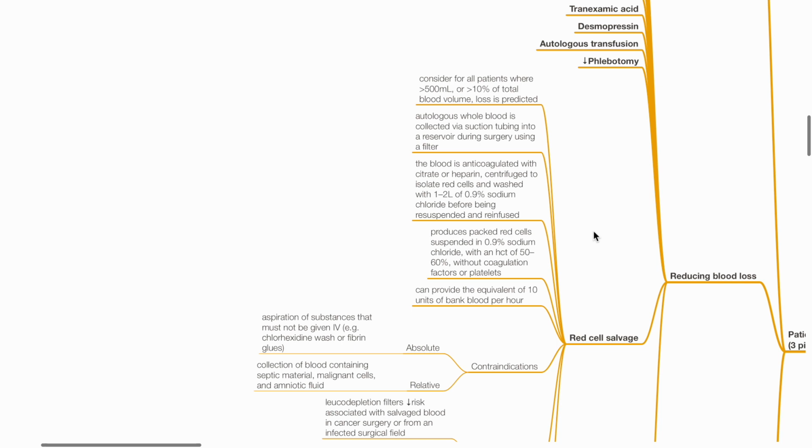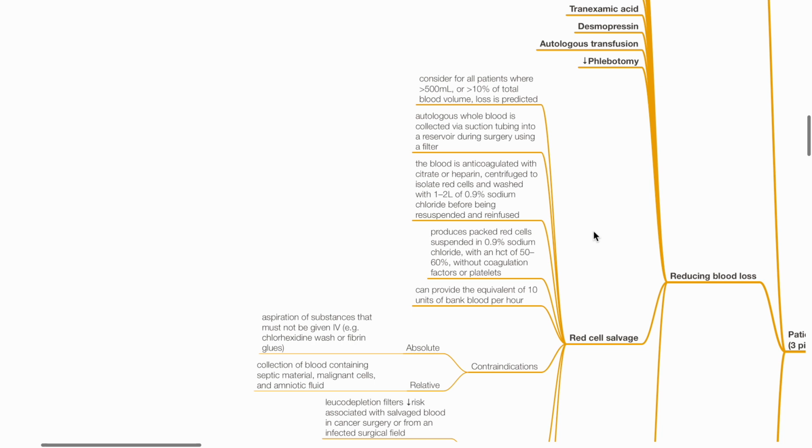Autologous whole blood is collected via suction tubing into a reservoir during surgery using a filter. The blood is anticoagulated with citrate or heparin. It is centrifuged to isolate red cells and washed with 1 to 2 liters of normal saline before being resuspended and reinfused. The machine produces packed red cells suspended in normal saline with a hematocrit of 50 to 60% without coagulation factors or platelets. It can provide the equivalent of 10 units of bank blood per hour.